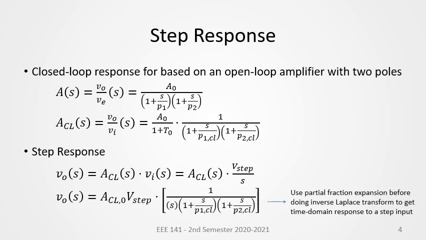For our two-pole closed-loop system, the output response in the S domain will be ACL0 times V step times 1 over S times 1 plus S over P1CL times 1 plus S over P2CL. Note that we now have a third-degree denominator with the inclusion of the step input. We then have to do partial fraction expansion before doing the inverse Laplace transform to get the time domain response of the closed loop system to a step input.